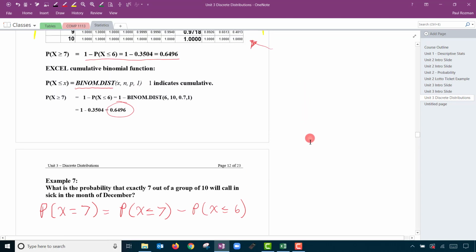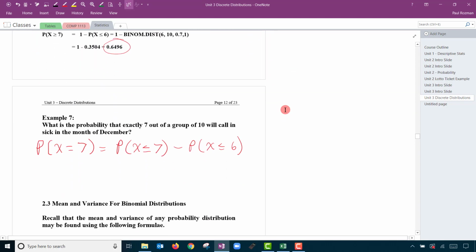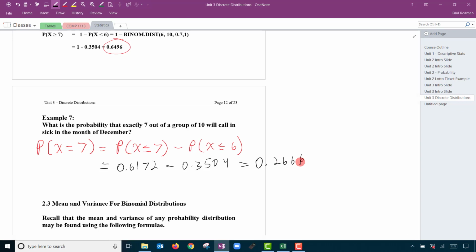So back to our, if we're going to read this off the table, I already have it circled there. It's 7 or less, which is 6172, minus 6 or less, which is 3504. So 6172 minus 3504. And we get 2666. So that's a way to use the table to get an exact value without having to use the formula. But it would have been pretty easy to use the formula.